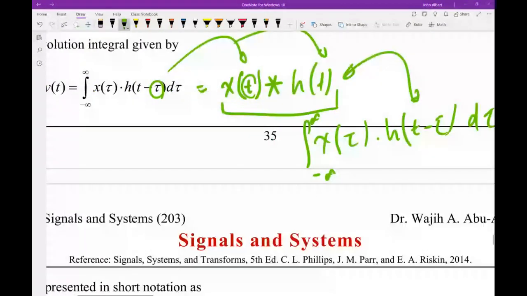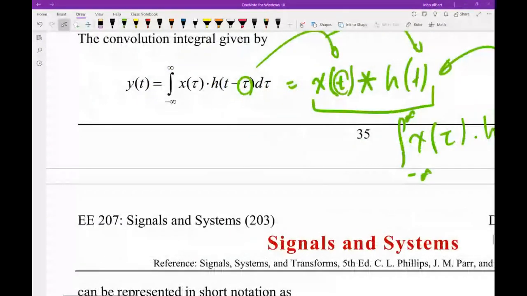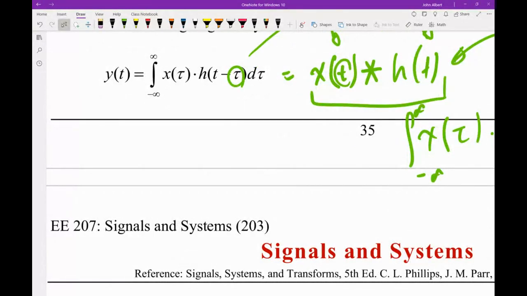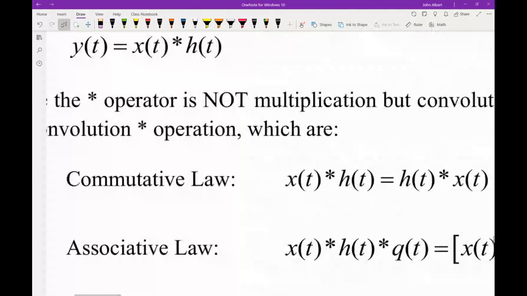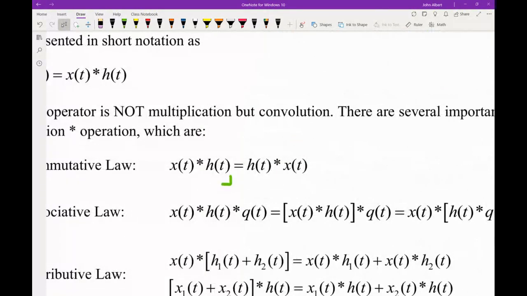One of the properties of the convolution integral is that it is symmetric, or commutative. Meaning that if I find the convolution between x and h, it will be exactly the same as the convolution between h and x. Now this has some implication.